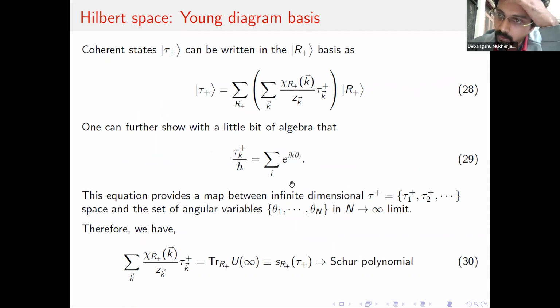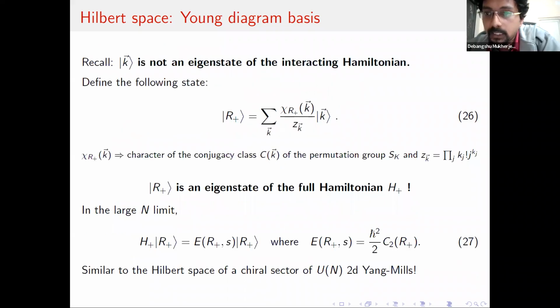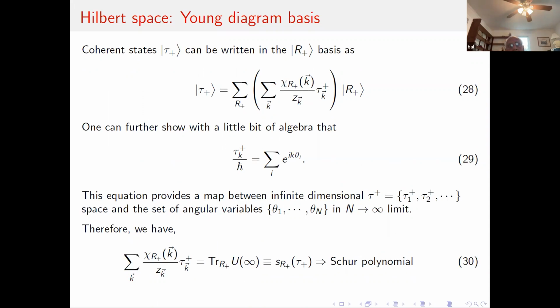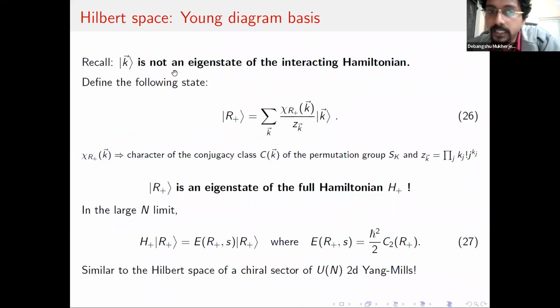A similar question is: how does one know that the tau plus eigenstates you are writing in 28 span the full Hilbert space? These are specific coherent states; they will not span the full Hilbert space. They are eigenstates of only the Hamiltonian, no? Yes. But how does one know that you have captured all? No, the tau pluses are not the eigenstates. The R pluses are the eigenstates of the full Hamiltonian.